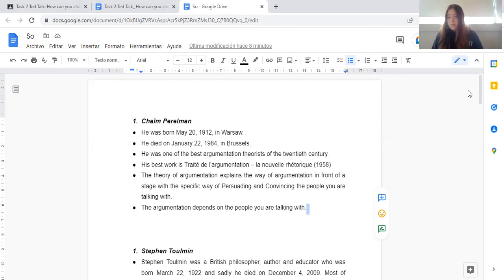One of the most important things you need to know is that you need to change your argument depending on the people you are talking with. For example, if you talk with kids, you need to change your arguments so the kids can understand it. If you're talking with teenagers, the same, and last but not least, if you're talking with adults, the same too.